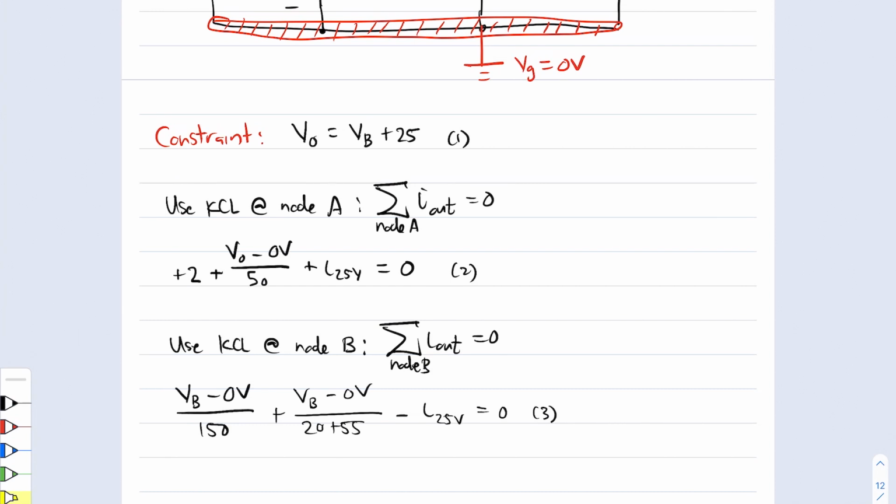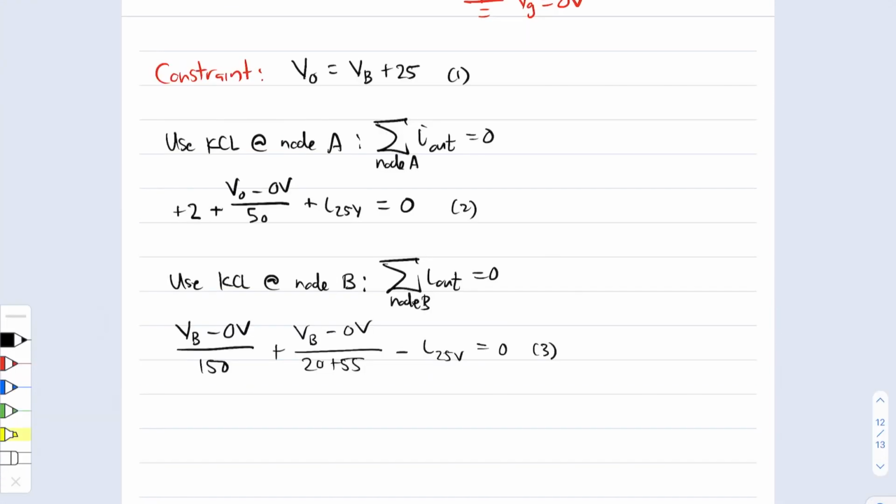Now, let's take inventory very quickly in terms of what we have and our variables. Notice that what we actually have here is our unknowns. Well, we don't know V naught. We don't know VB. That's there, that's there, that's there, that's there. And lastly, we also don't know I of 25 volts. That's there, and that's there.